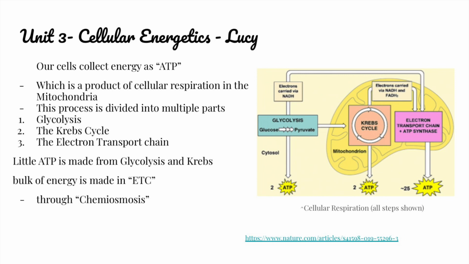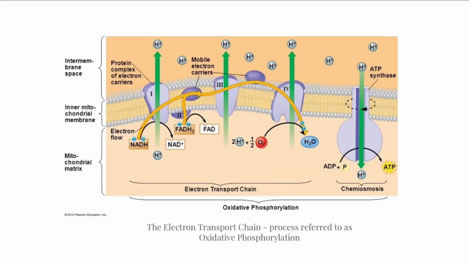We also know that a little bit of the ATP is made from glycolysis and Krebs, but most of it is made in the electron transport chain through a process called chemiosmosis, which is when the protons pass through ATP synthase and it physically attaches the third phosphate group to the ATP, which makes ATP. In this slide here, we can see the electron transport chain, and that is ATP synthase right there, going through chemiosmosis and attaching that phosphate group to ATP.